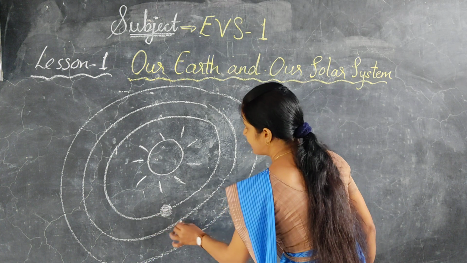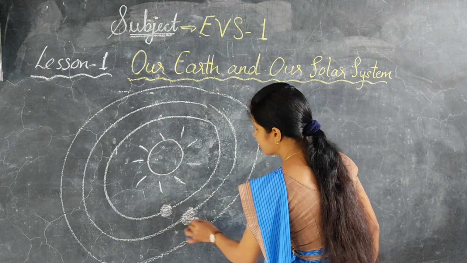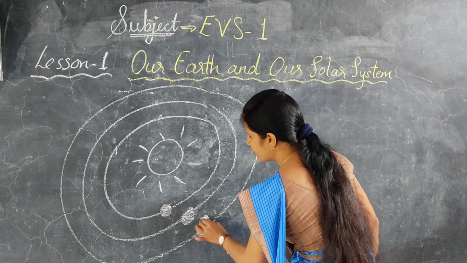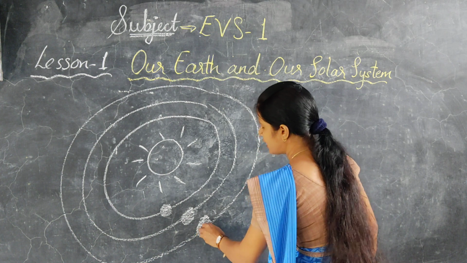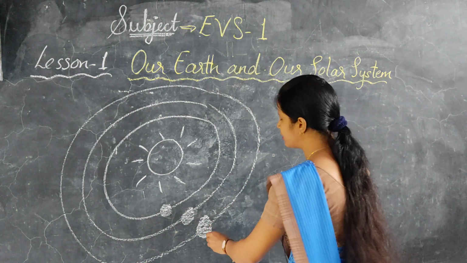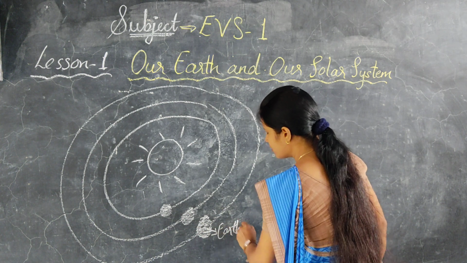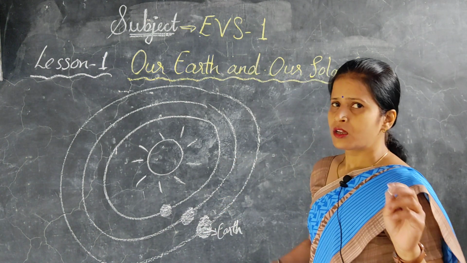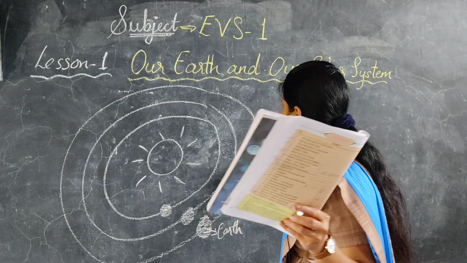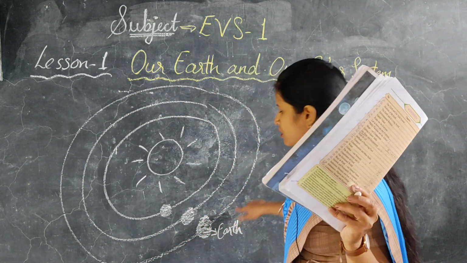सो दीज आर दी प्लैनेट्स. सपोज सो हमारी जो पृथ्वी है वो कौन से नंबर पे आती है? इज एट द थर्ड पोजिशन. गॉट इट? Understood? So in this way Earth revolve around the sun. Understood?